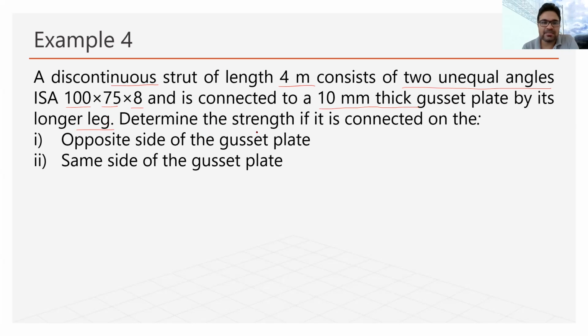So in that case, it says determine the strength if it is connected on the opposite side of the gusset plate and on the same side of the gusset plate. So in the previous part, if you remember that I have shown you a diagram in which angle was connected on same side and angle was connected alternatively. I will show you the same diagram again.